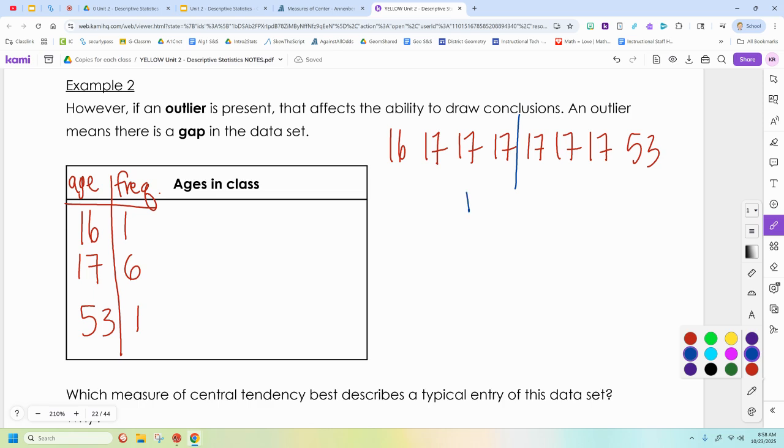What's our median going to be? 17. Gee, guess what our mode is today? 17.